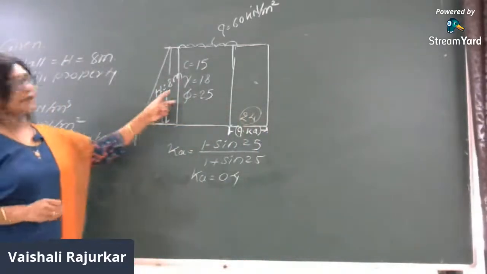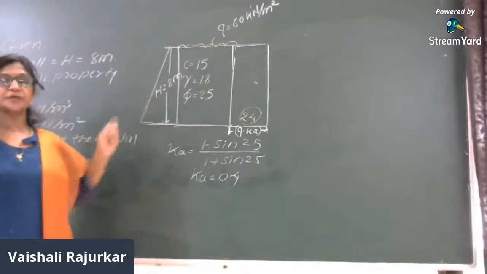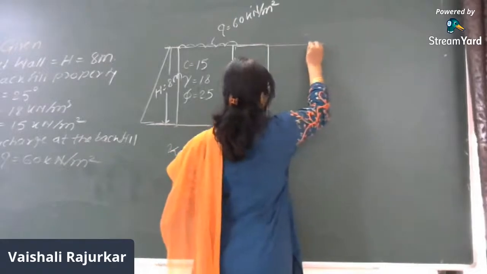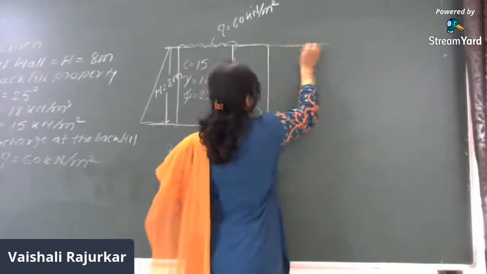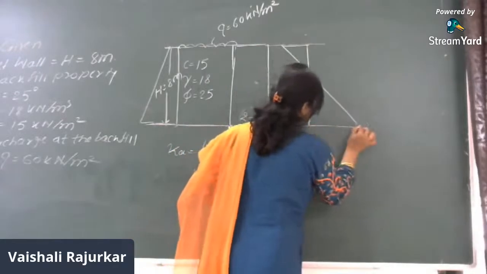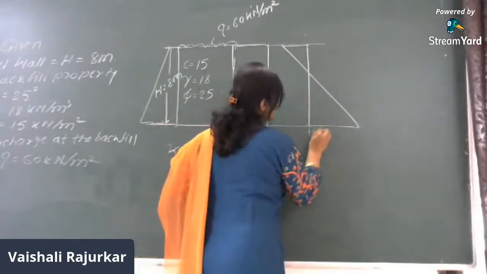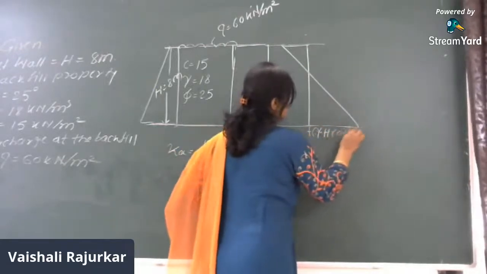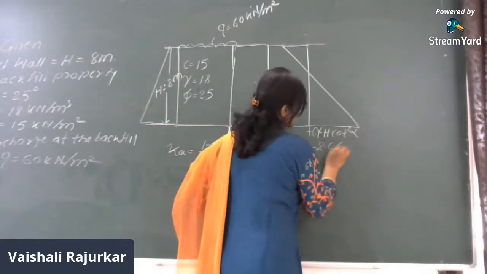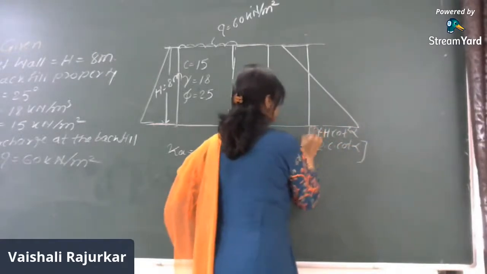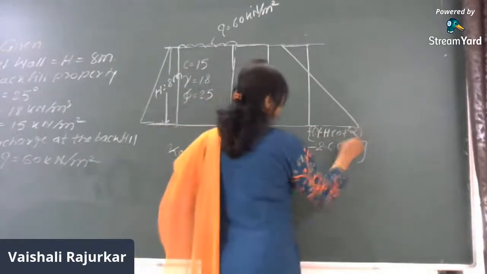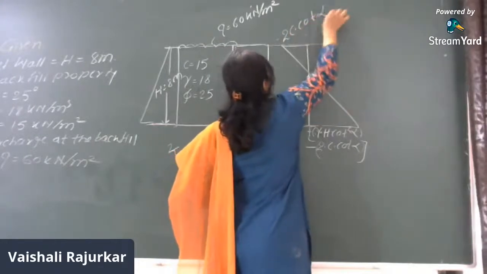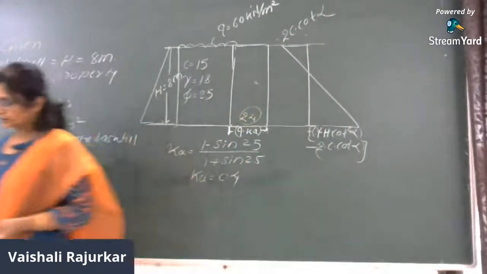Right? Then there is a negative positive pressure distribution diagram due to the backfill soil. As the soil is a clay soil or C-phi soil, the distribution is negative positive. So here I just draw the diagram. This is gamma into H cot square alpha minus 2C cot of alpha. So this is the thing. Then it is minus 2C cot of alpha. This is minus 2C cot of alpha.